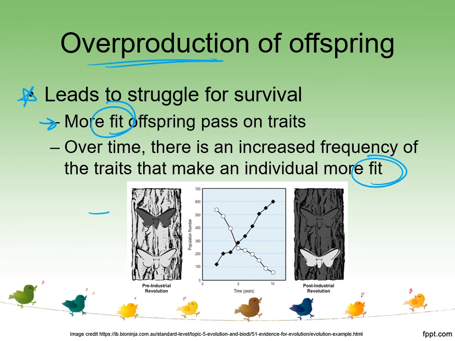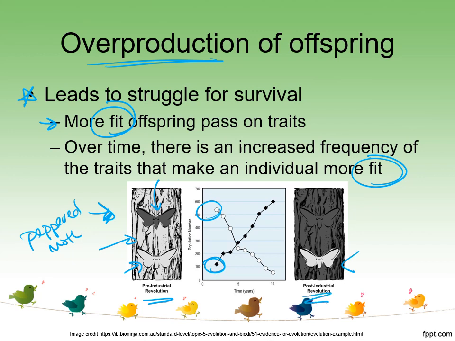So an example of this, super cool, is the peppered moth. And these were studied in England quite a bit. So pre-industrial revolution, the trees had light-colored bark, and the light-colored moths blended in quite nicely. The darker colored moths were less well camouflaged, and so they got eaten more often. Their population was a smaller number than the lighter colored moths.